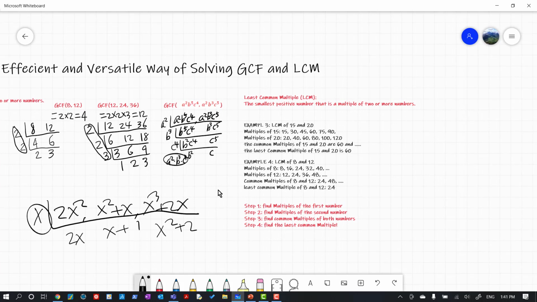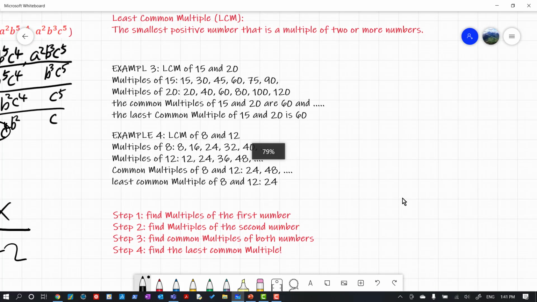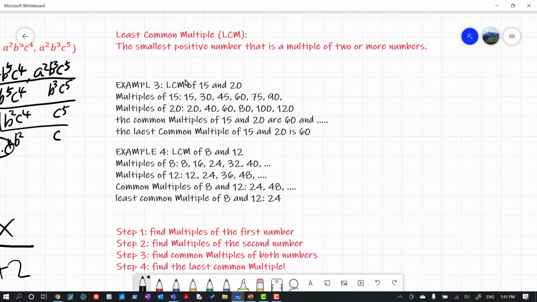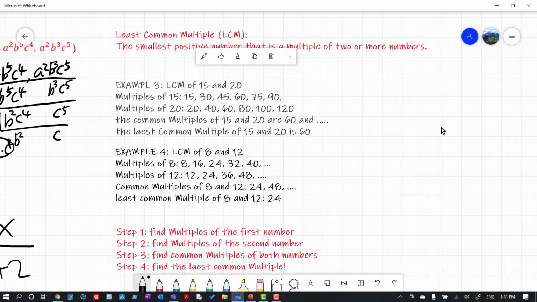The answer is yes. Before I show you how, I want to review what the LCM is first. The LCM, the definition is the smallest positive number that is a multiple of two or more numbers. So very similar to the GCF, but this time it is the multiple, the smallest common multiple of two or more numbers.